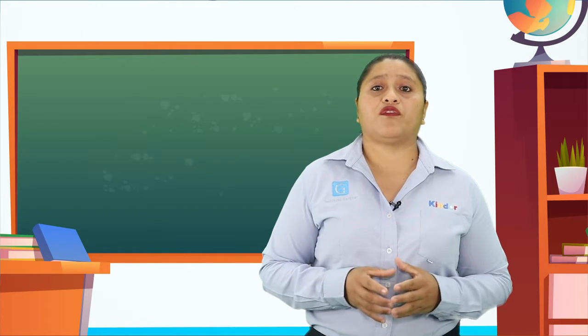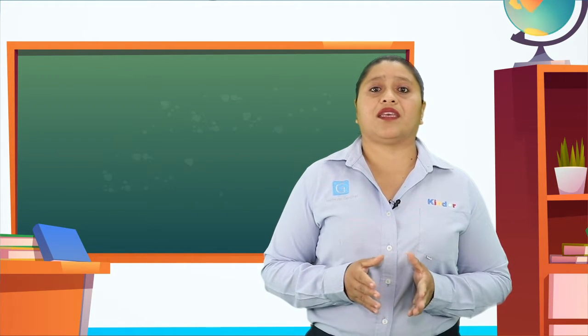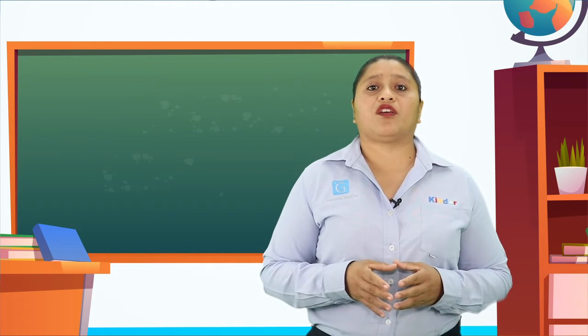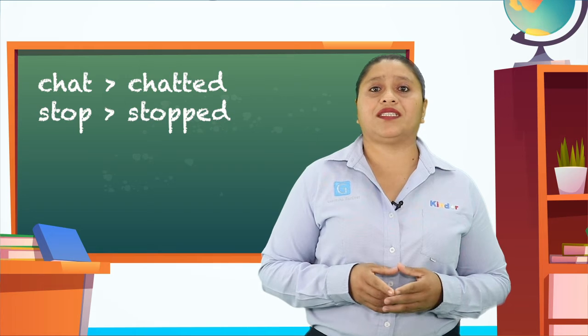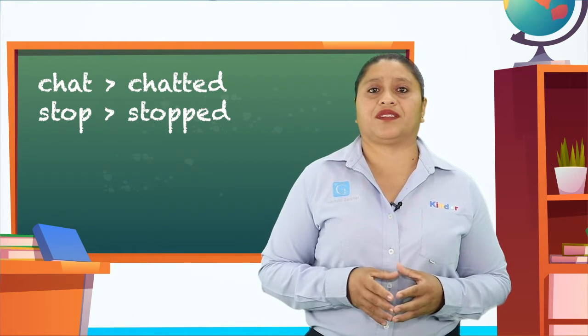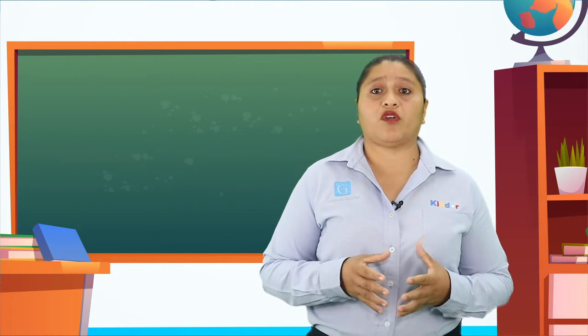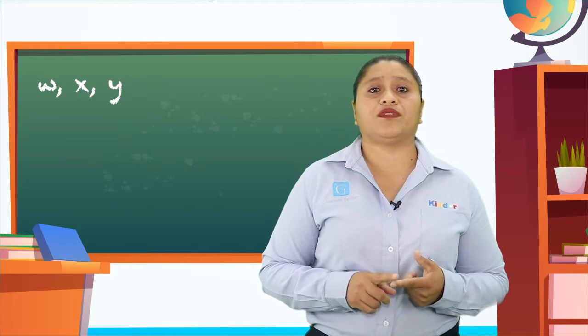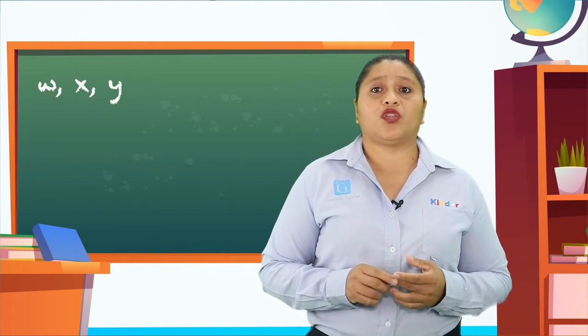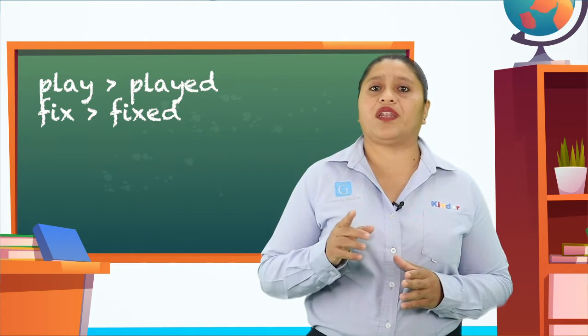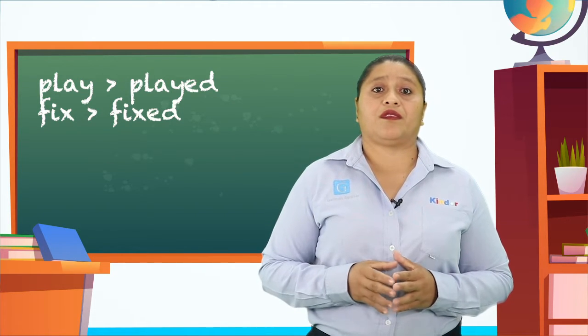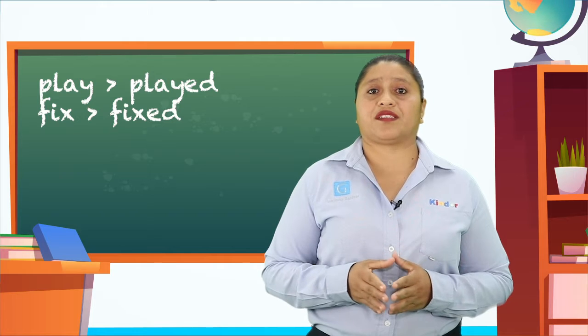If a verb of one syllable ends in consonant, vowel, consonant, double the final consonant and add ed. For example, chat and stopped. If the final consonant is W, X, or Y, don't double it. It's the same. Play, played. Only add ed. Fix and fixed.